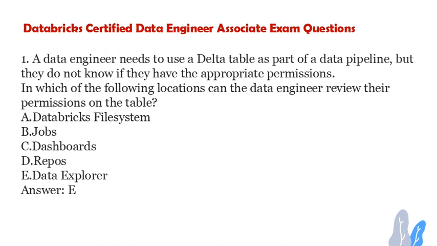1. A data engineer needs to use a delta table as part of a data pipeline, but they do not know if they have the appropriate permissions. In which of the following locations can the data engineer review their permissions on the table? A. Databricks file system. B. Jobs. C. Dashboards. D. Repos. E. Data Explorer. Answer: E.